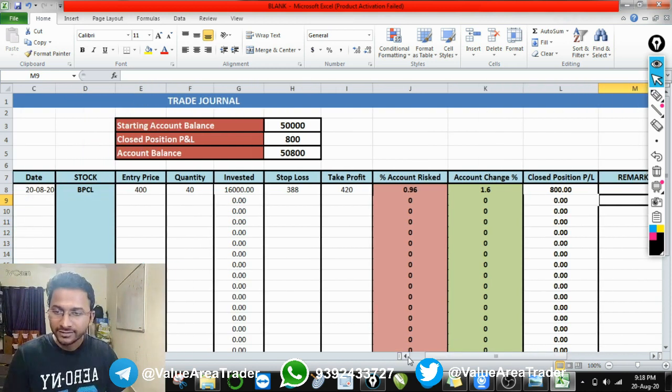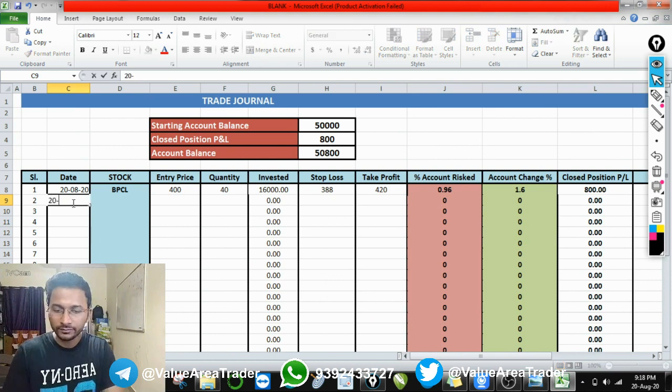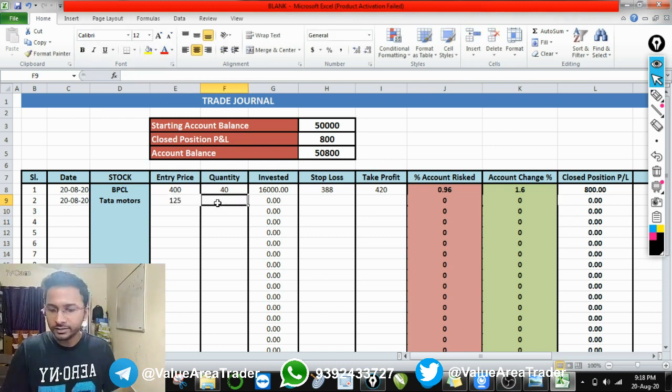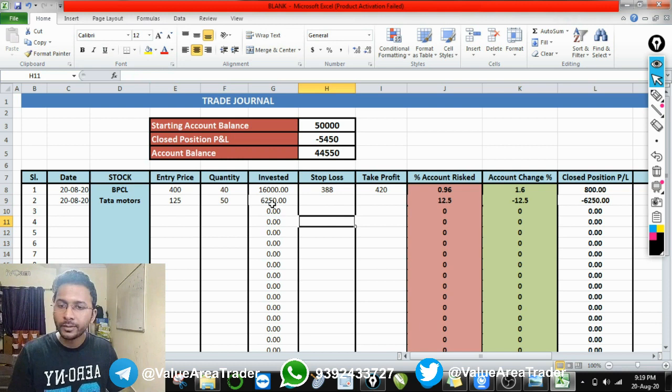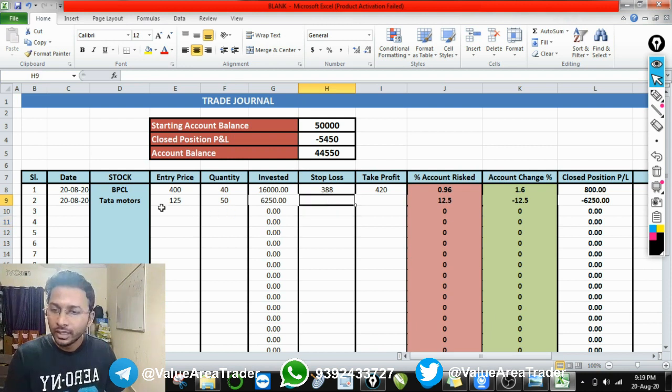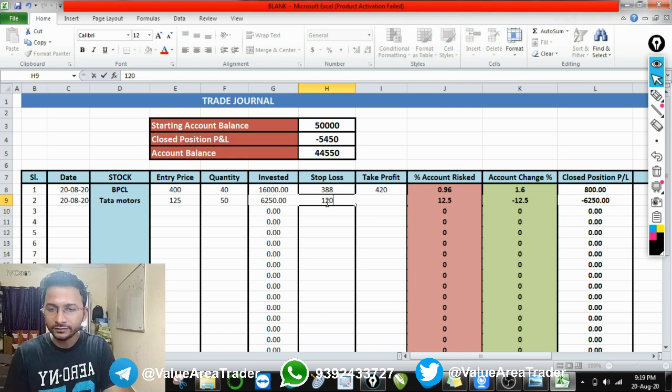Okay, so let's say I took one more trade the same day. Instead of BPCL we took Tata Motors. Let's say my entry price was somewhere around 125, and my quantity is let's say 50. So automatically when you press it, your total investment amount is 6250, and you can see account risk is 12.50, because I haven't mentioned a stop loss here. So I'll put a stop loss of let's say 120 and see what happens.